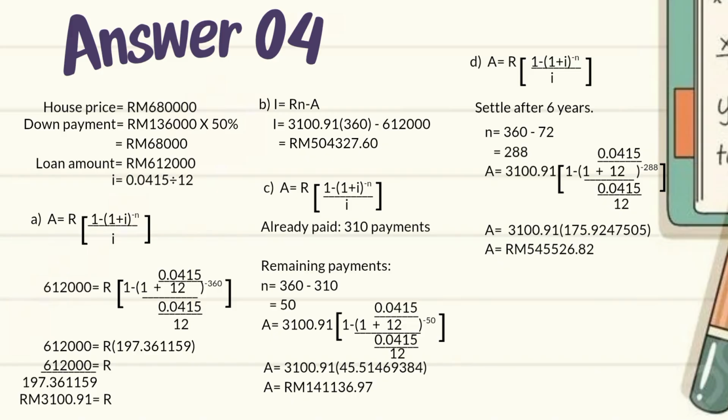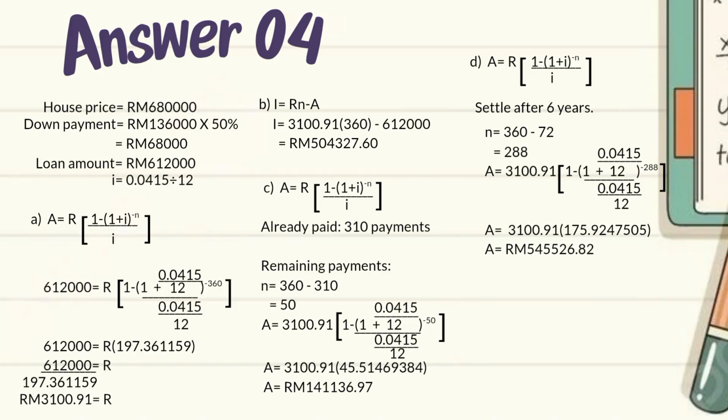Question D. If he failed to pay the first 5 monthly payments, find the amount he has to pay on the 6th payment in order to settle the outstanding arrears. First, we must know what the amount of N is. N is equal to 360 minus 72. So we get 288.